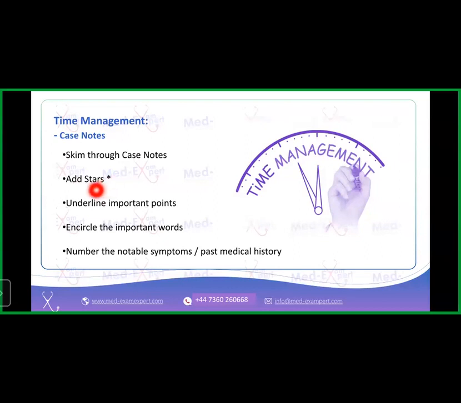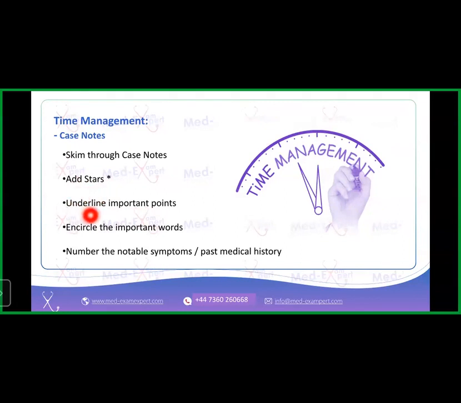Then, as you are holding a pencil in the writing subtest, I suggest you add stars. For example, if the patient's medical history is significant for hypertension or diabetes mellitus, and it's relevant for your letter, then you can add a star to it. Why am I telling you all of this? Because when you add stars and underline important points, and the other points I'm going to tell you, you will save time.